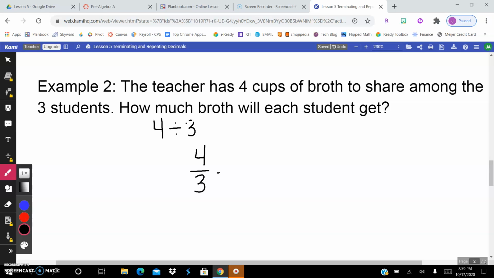Now, 4/3 is improper because the top number is larger than the bottom number. So if I write it properly, 3 goes into 4 one time, so that's a whole number. And I'm at 3, so I got to get to 4, so I have 1 left over, and my denominator is a 3. So each student is going to get 1 1/3 cup of broth.